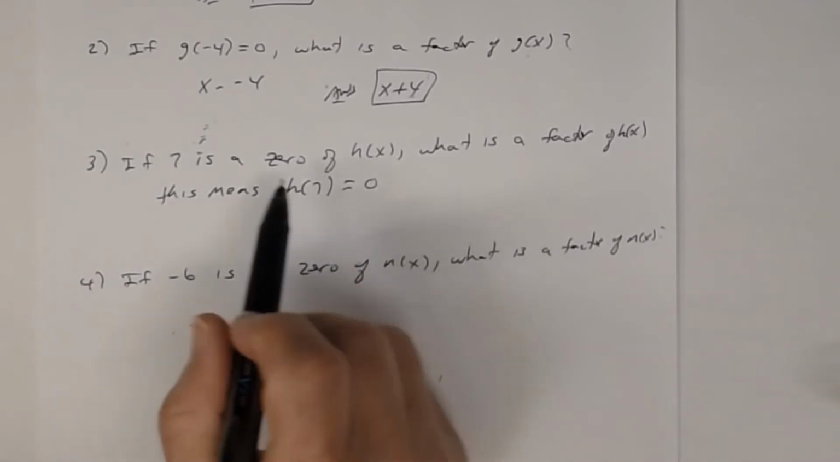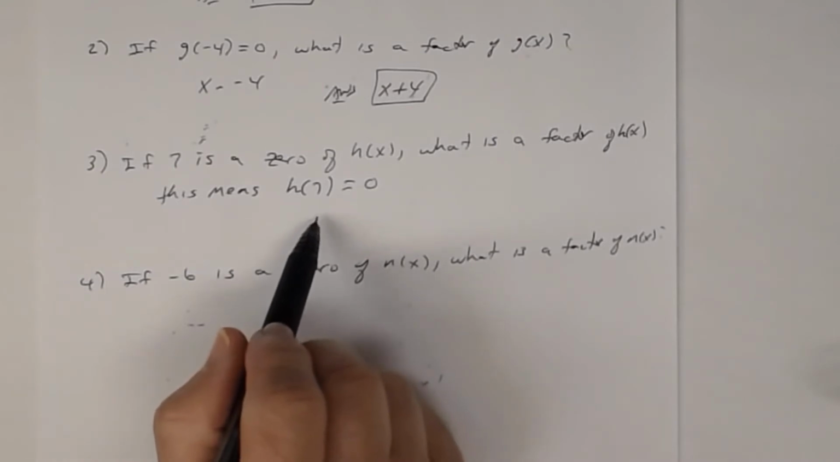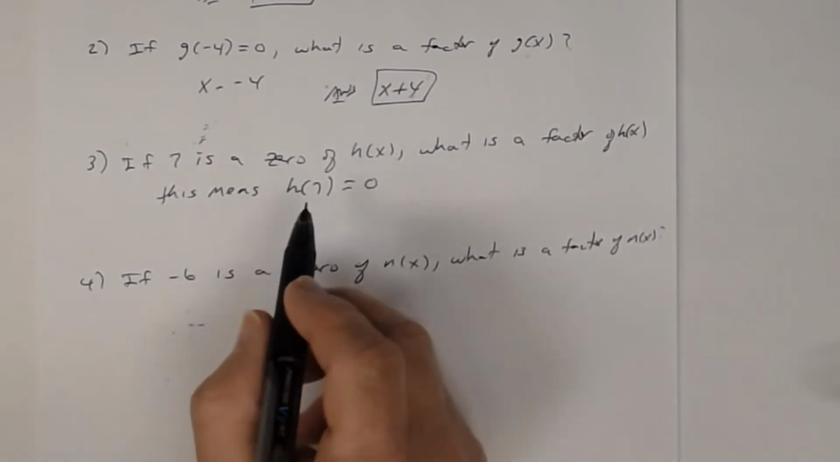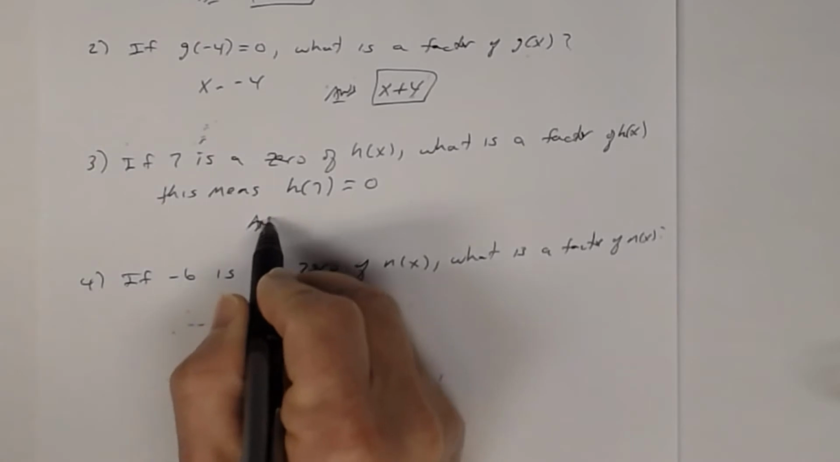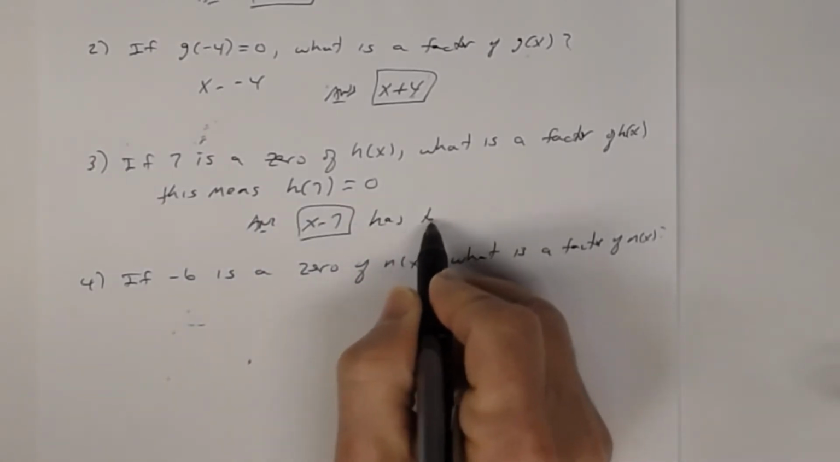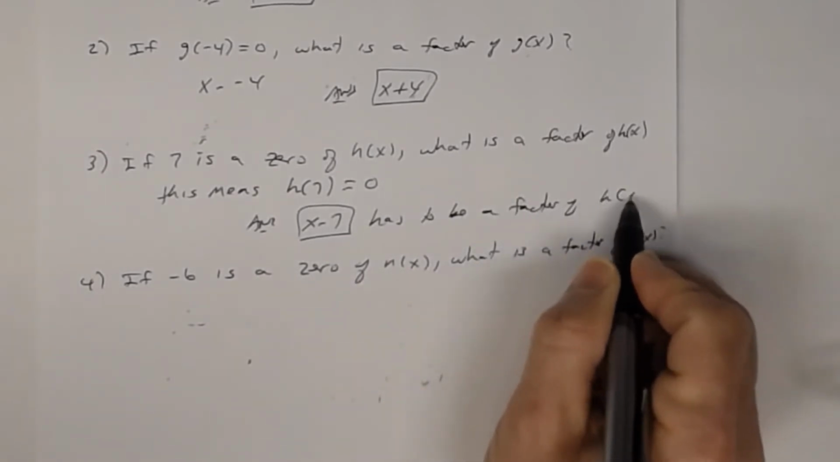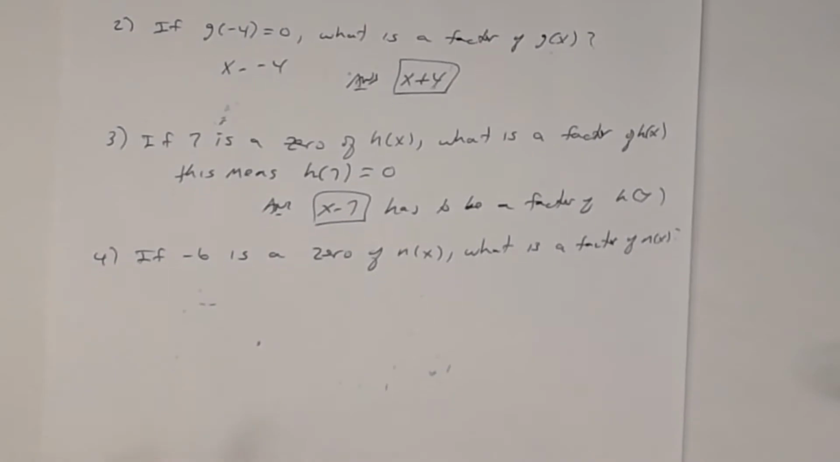So now this looks like this. So if h of 7 is equal to 0, then according to the factor theorem, that means that x minus 7 has to be a factor. All right, has to be a factor of h of x. All right, so the answer is x minus 7.